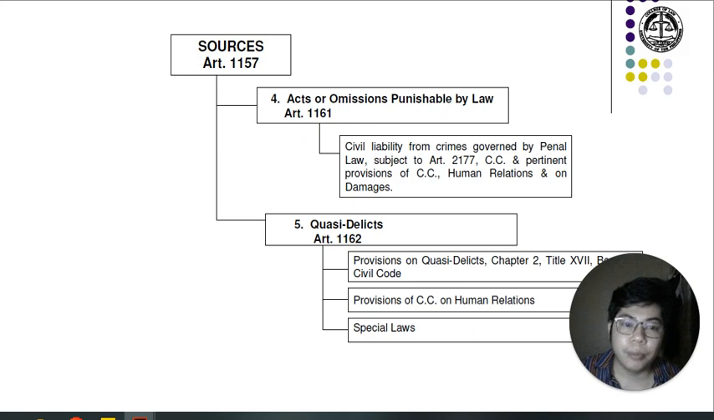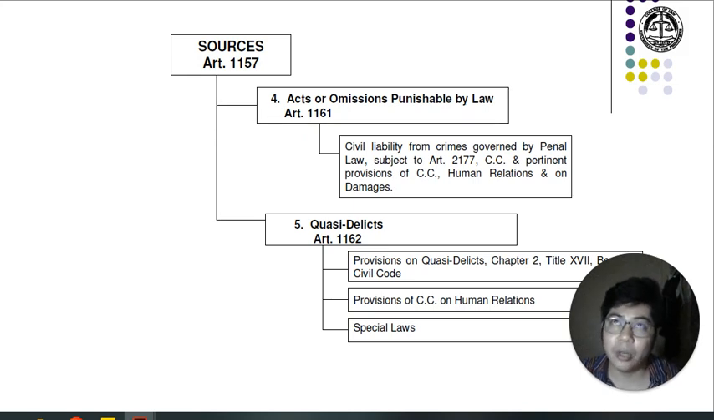Also, let's go back to the Family Code. If the obligations to be observed in marriage are not provided under the Family Code, then the obligation itself does not exist, because there are no acts or conditions upon which we can predicate or base the obligation.